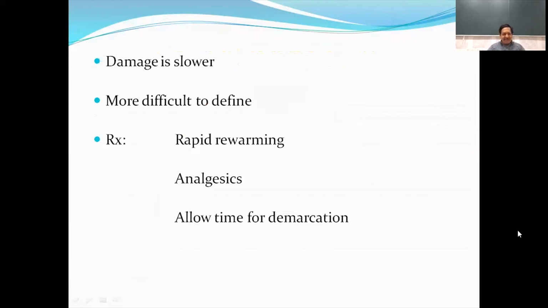Fortunately, damage is slower, more difficult to define, not as acute as a thermal injury. Basically, what we do is give rapid rewarming, give analgesics, and give time for demarcation between viable and non-viable tissues. That you have to wait. Non-viable tissues, you have to excise that part. Viable, just save as much as possible.